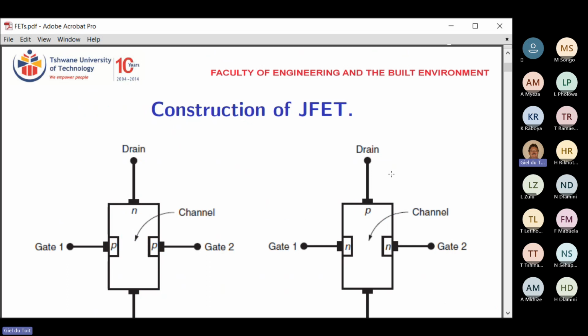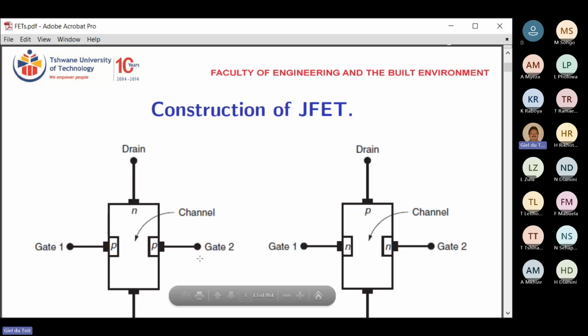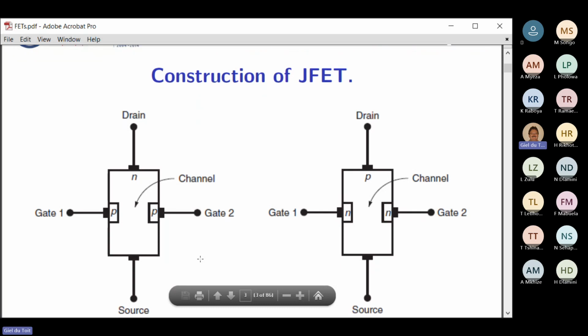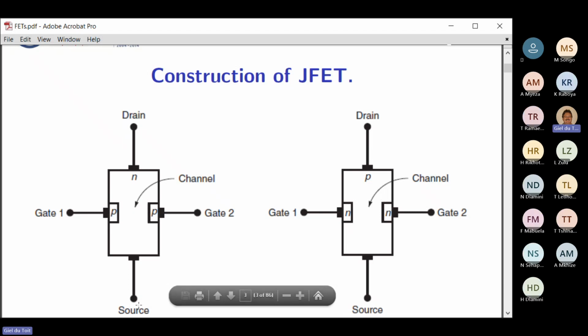Right, so this is the construction of the FET, and in this construction we can see that the drain is on top, and then this one has got a gate 1 and a gate 2. Usually we only have 1 gate, but in these very old type JFETs, they've got 2 gates. At the bottom, we can see there is the source. The gate is where you apply the voltage input, and the drain goes to the positive of the battery, and the source at the bottom goes to the ground.